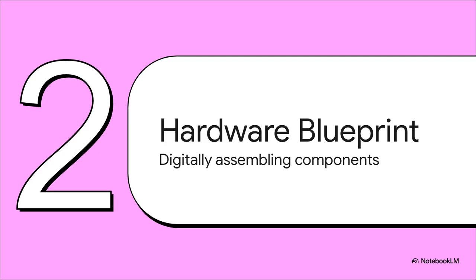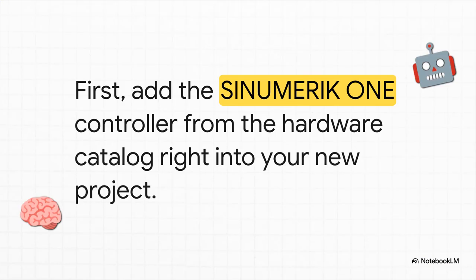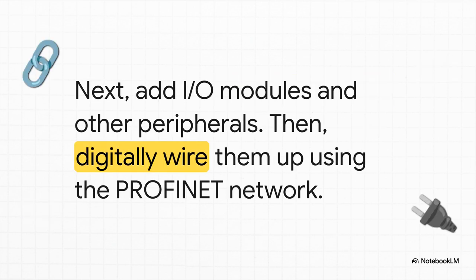Okay, software's ready. Now it's time to pour the foundation. We're moving on to configuring the hardware blueprint. This is where we digitally build our machine before we even think about writing code. So, step one is pretty straightforward. We've got to add the brain of the whole operation. We just head over to the hardware catalog in the TIA Portal, and remember, all the right parts are there now because we installed that toolbox, and we just drag and drop the SINUMERIK 1 controller into our project. Simple as that.